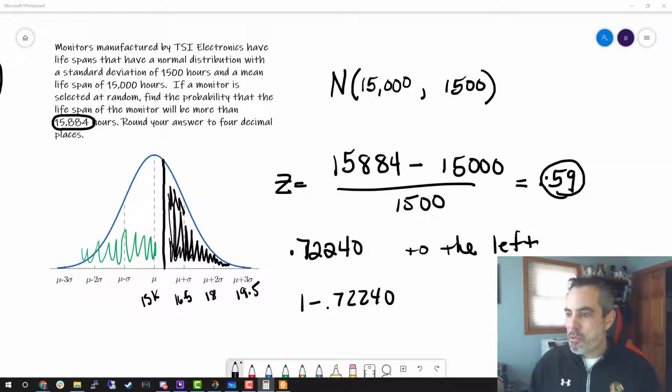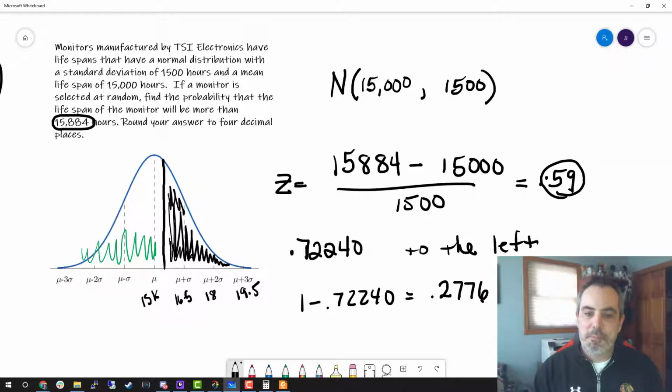So I'm just going to throw that into my calculator. And I have 0.2776, right, which is 27.76% of all of this data is to the right.